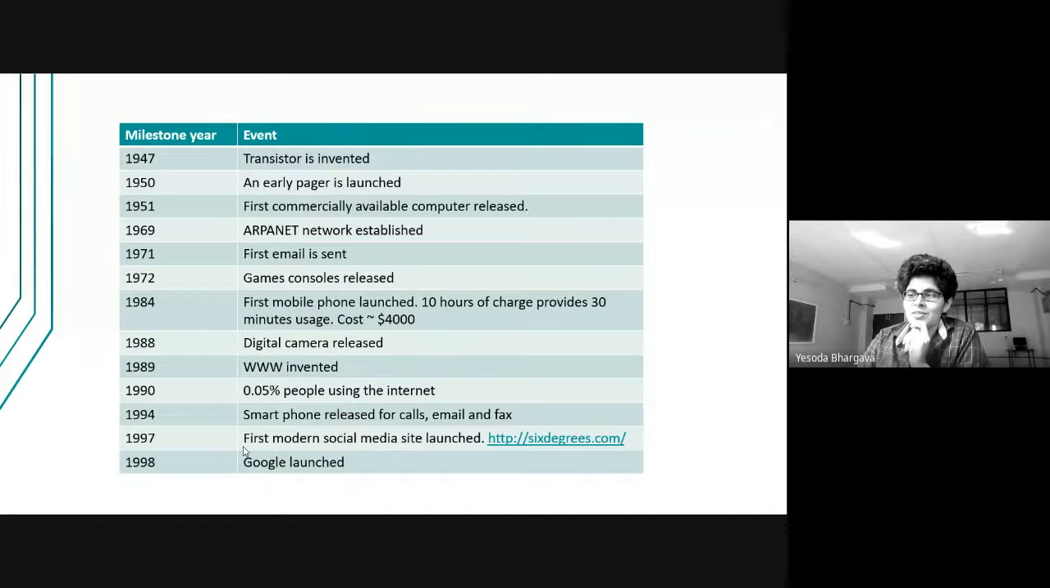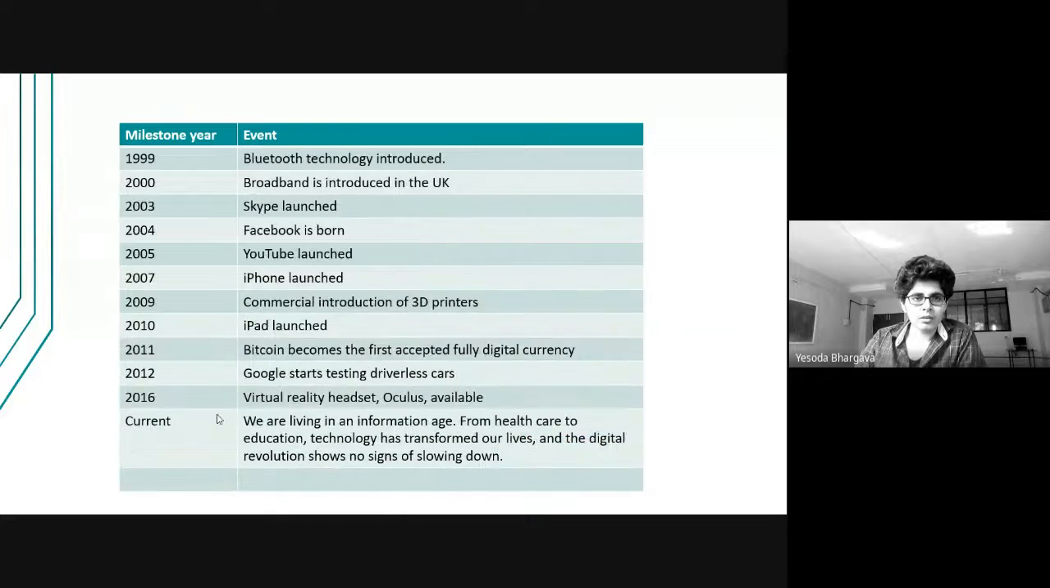2002. So Google was already there before we were born. See, in 1998, Google is launched. And then moving forward, Bluetooth technology is introduced in 1999. Then over the period of time, Skype is launched, Facebook is introduced, and YouTube is. So basically, all these developments have helped to expand the ecosystem of computer science, and slowly their applications have penetrated into our current world. And now we are living in an information age. From healthcare to education, technology has radically transformed our lives, and the digital revolution shows no sign of slowing down.